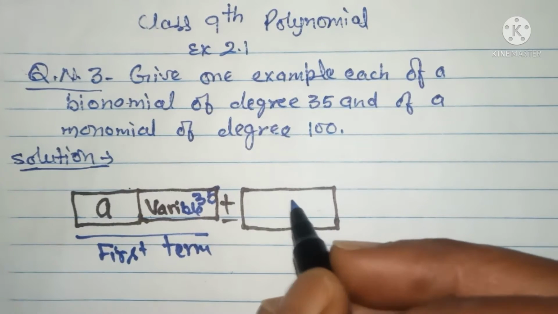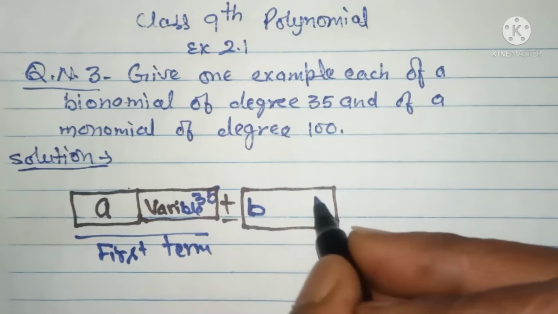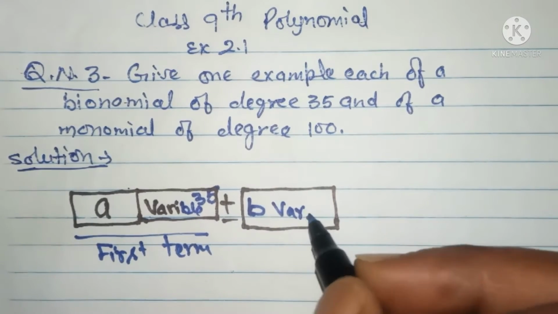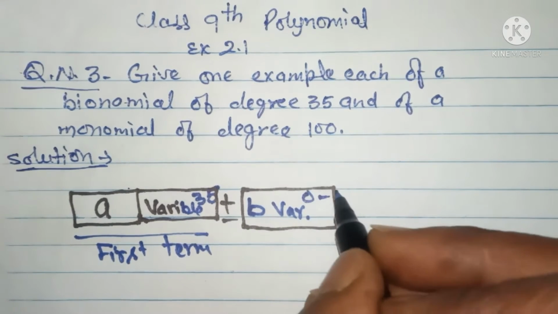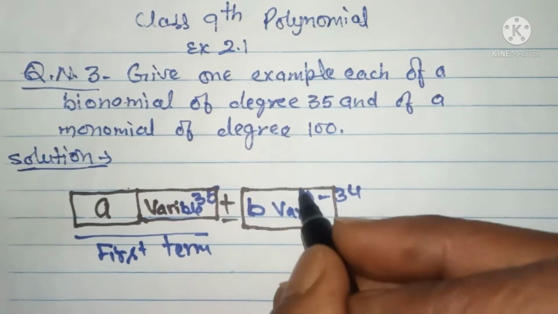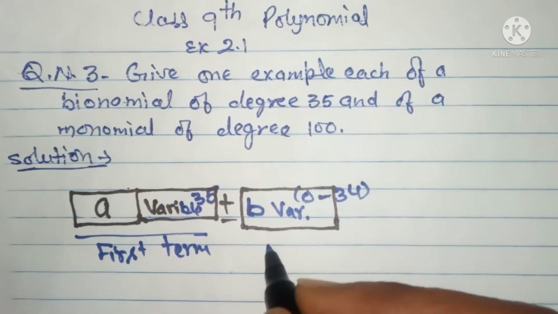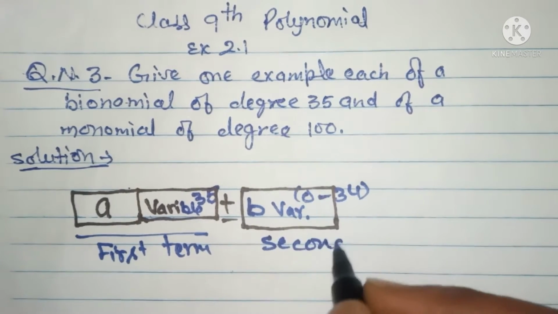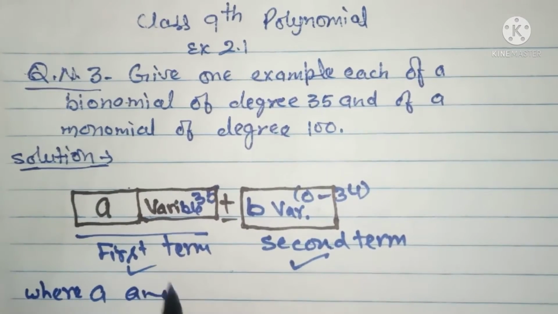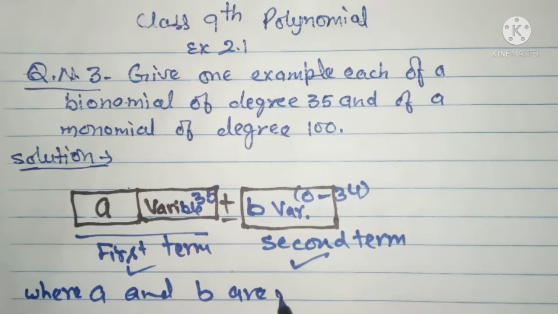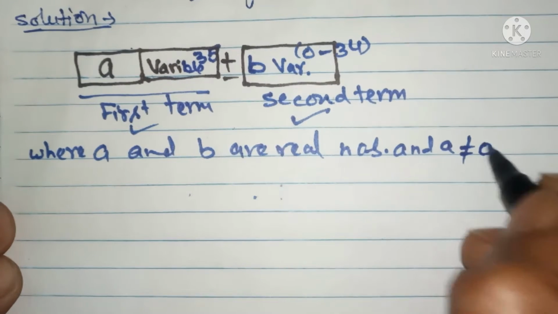In another term we have another coefficient and a variable, and variable has its power from 0 to 34. The power of variable can take any value from 0 to 34. This is the second term of the binomial, where a and b are real numbers and a is not equal to 0.